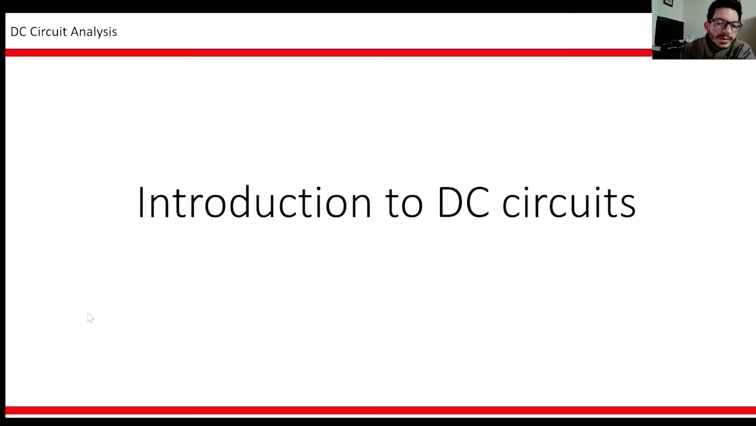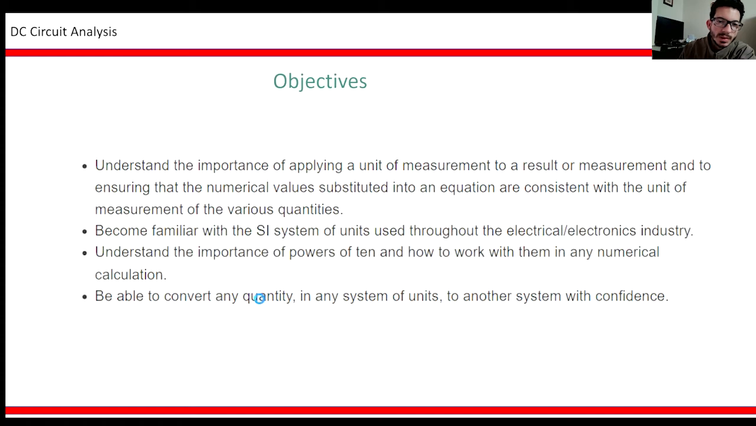Hello. Let us go through a quick introduction to DC circuits. Okay, so first of all, the objectives are to understand the importance of applying units. So we're going to learn or review scientific units. And because of the results of units of measurement, we can ensure that the numerical values we obtain through the equations are consistent.